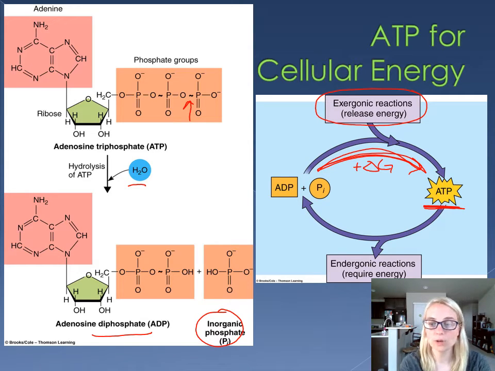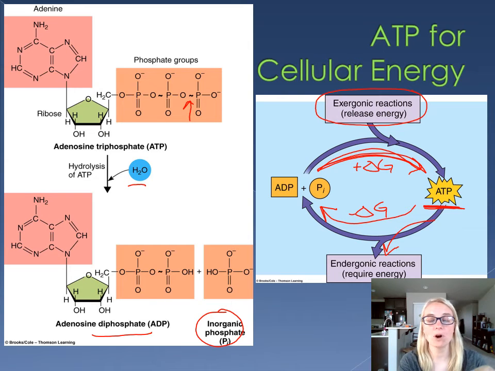So what we'll do is hydrolyze ATP, which is a negative delta G reaction. So it's spontaneous, going from a high energy ATP to a lower energy ADP. And that energy given off will drive our endergonic reactions, the metabolic reactions that our cells need to maintain homeostasis. Okay, so it's this cycle. The food that we eat, we extract the energy out of that food to make ATP. Then we use the ATP to drive cellular processes to maintain homeostasis.